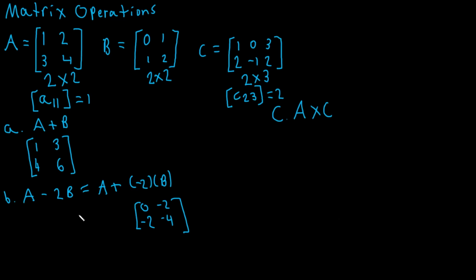And we can add that to matrix A, which is 1, 2, 3, 4. And when we add these two matrices, we once again just take all the terms in A and add them to their corresponding terms in the same position in B. So 1 plus 0 would be 1. 2 minus 2 is 0. 3 minus 2 is 1. 4 minus 4 is 0. I just took the entries in matrix A and added them to their corresponding entries in B, and I got this matrix. This matrix is the result of applying this operation right here.